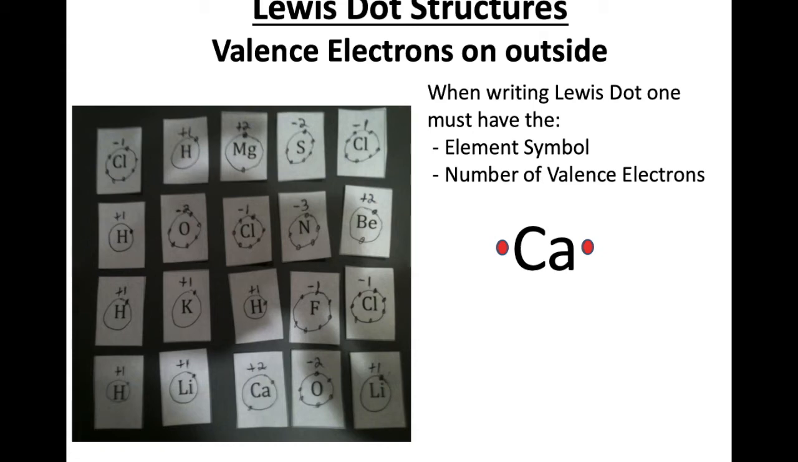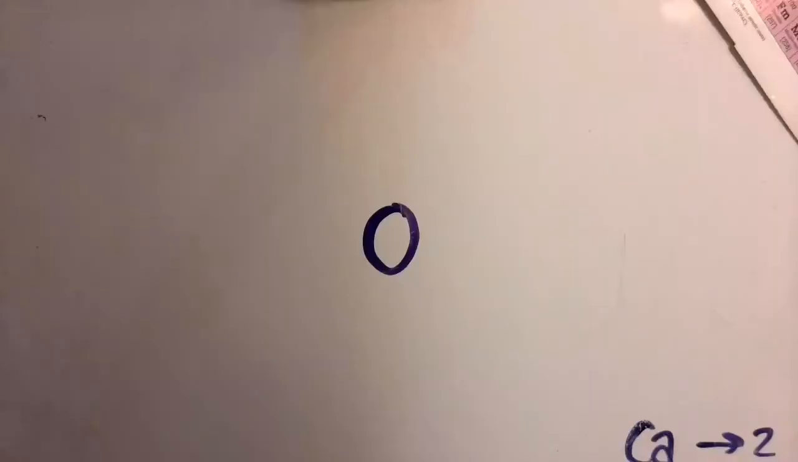And that completes my Lewis dot structure for calcium. Let's try oxygen. I have my element symbol O. If I look on my periodic table to count my number of valence electrons, since it's in group 16, I know that there are 6 valence electrons.